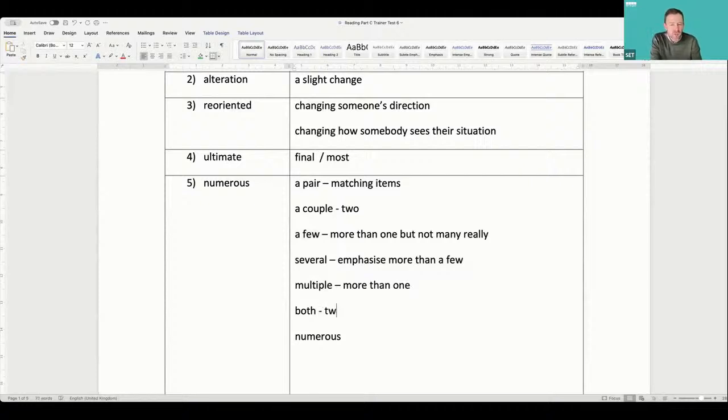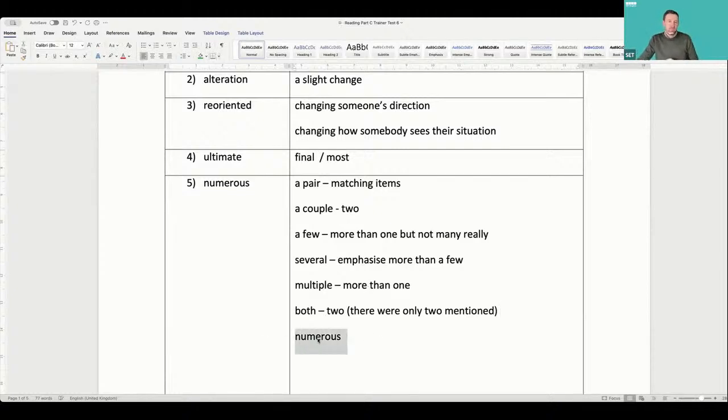Both means two, and there were only two mentioned. So if I've got three cats and I say pick both of them up, you'd say, what do you mean, there's three there? What do you mean by both? Or both of my children are at school, and you say, Paul, you've got three children. Then it would be a bit strange.